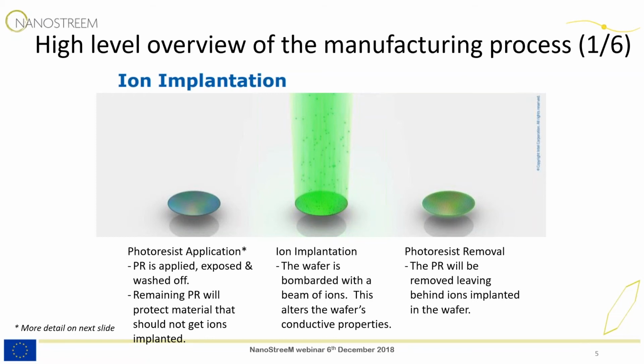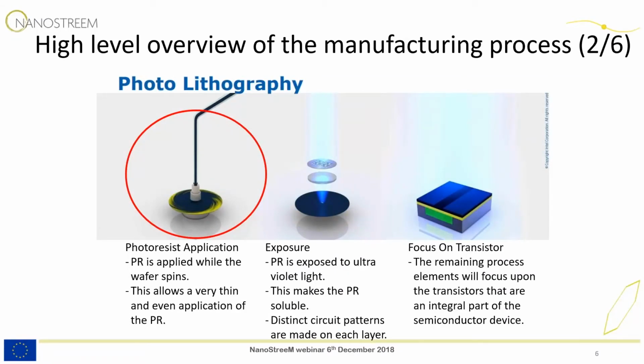Now, the next section in terms of this wafer, what happens to it goes into what is known as photolithography, or litho is the common terminology we use. And this just goes into a little bit more detail in terms of what happens here. So basically, this wafer will be spun while the photoresist is applied to the wafer itself. And this allows for a very even application, which is terribly, terribly important. Then the next thing is that we want to expose this photoresist to ultraviolet light. And one of the effects of this is that it makes the photoresist soluble, and it also allows us to generate very, very distinct circuit patterns on each of these layers.